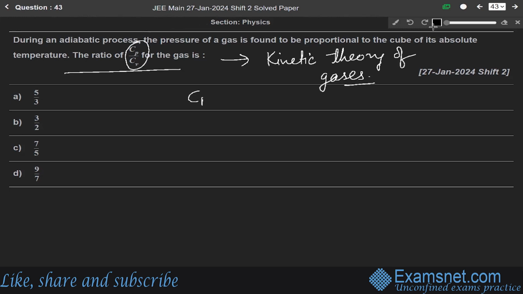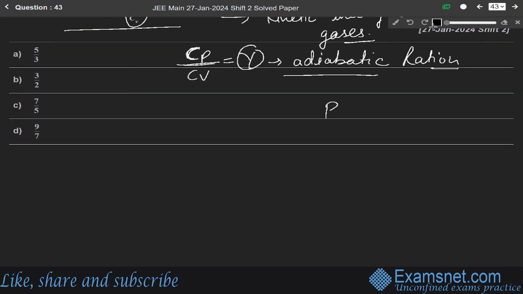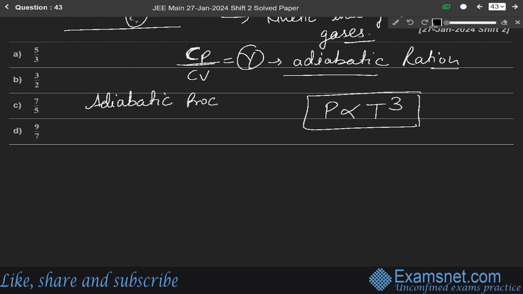Students, this Cp by Cv is basically gamma, the adiabatic ratio, which means the specific heat at constant pressure to the specific heat at constant volume. It is given that for an adiabatic process, the pressure is proportional to the cube of its absolute temperature, so P is directly proportional to T cube. Since we know that for an adiabatic process PV gamma equals constant, if we succeed in finding the value of gamma, we will find the value of Cp by Cv.